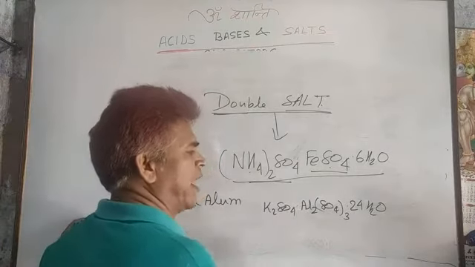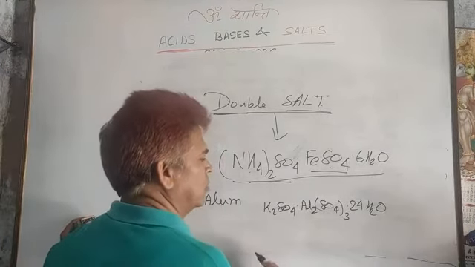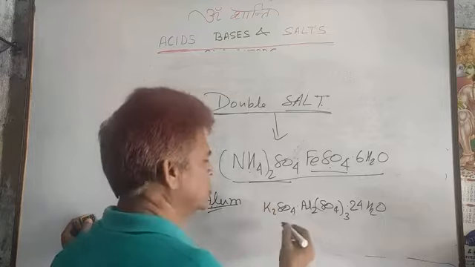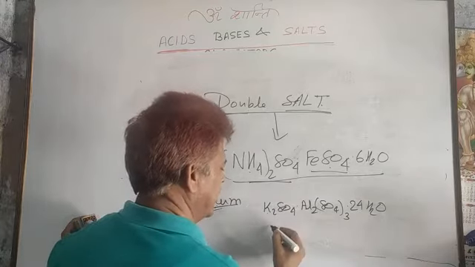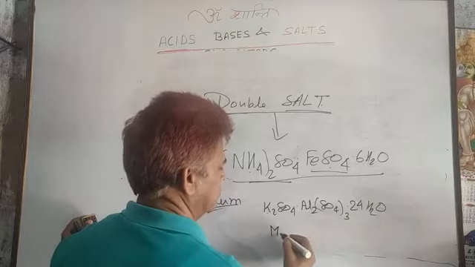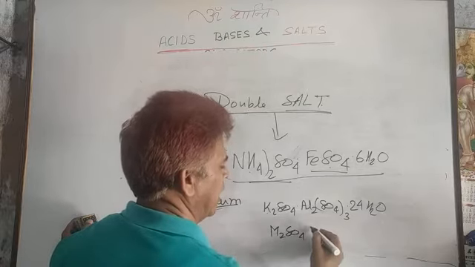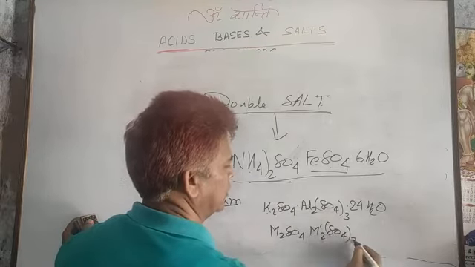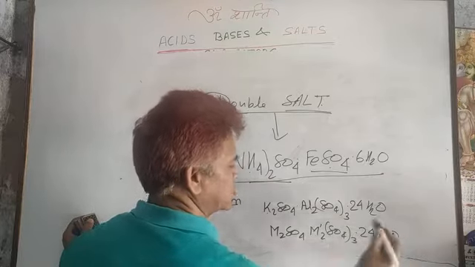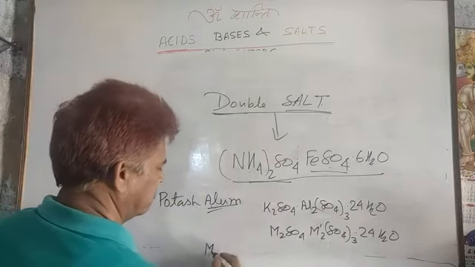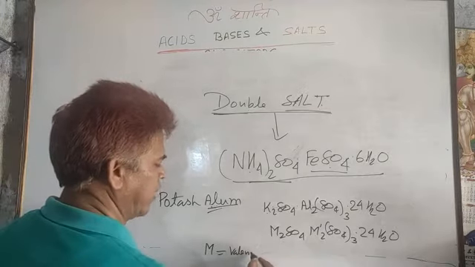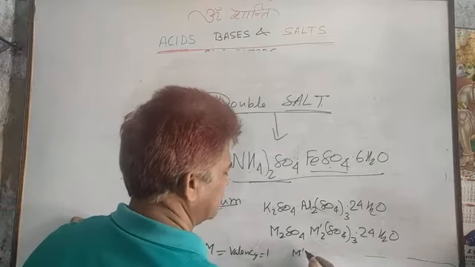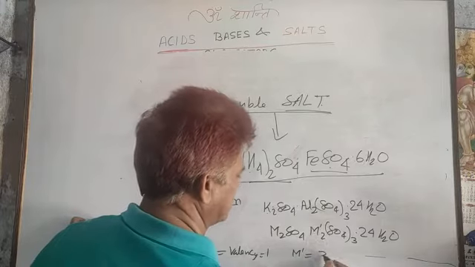In a general way, suppose you want to know more examples related to alum. In Hindi it is known as Fitkari, and after shaving the potash alum is used. The general formula is M2SO4 and M'2(SO4)3 with 24 water molecules associated. Here the first metal M has valency 1, so you take one metal whose valency is 1, and for M dash you take another metal whose valency is 3.